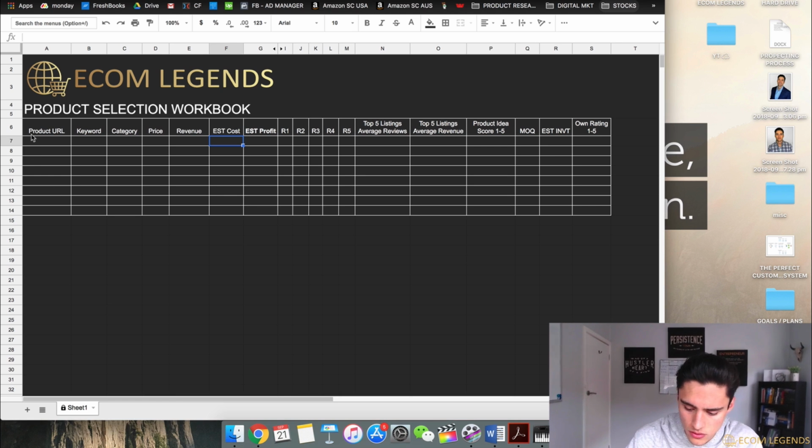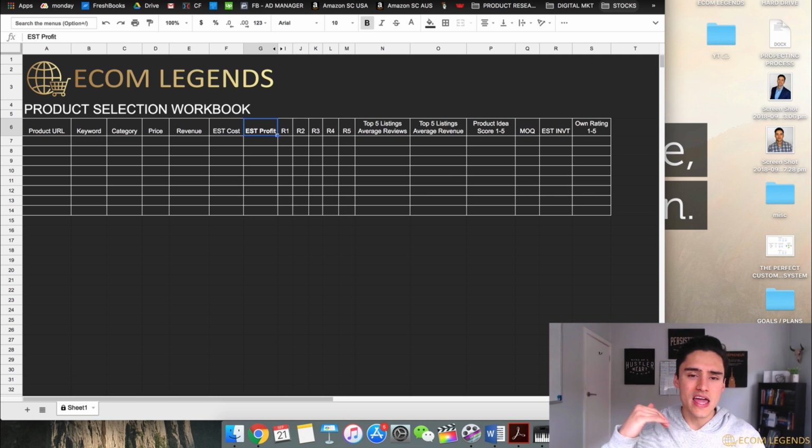As you can see here, we've got the product URL, the keyword, category, price, revenue, and the estimated cost. The reason it's only an estimate is because at this stage we only need to compare which one is the best product or not. We're not going to be contacting all these different suppliers because it would take too long to contact suppliers for, let's say, 5 to 10 products. You want to start contacting suppliers once you know which product you want to go for. So at this stage, we're only going to be getting the cost that Alibaba gives us.